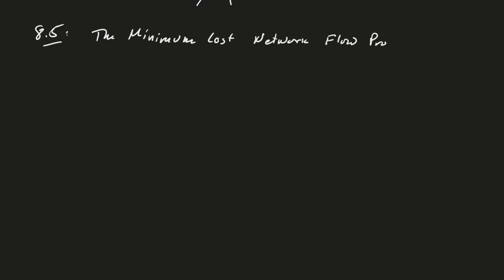Okay, so this is the start of section 8.5, which is the setting for the minimum cost network flow problem, abbreviated as MCNFP. It's probably better to just say minimum cost network flow problem rather than that. Okay, so what is this thing?